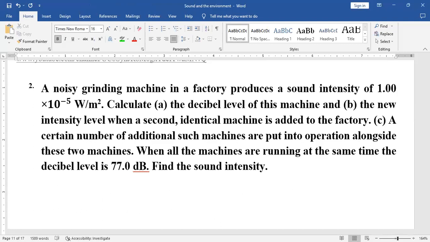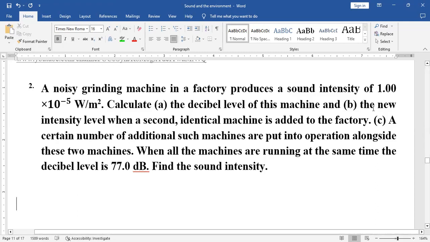Okay. The question says, a noisy grinding machine in a factory produces a sound intensity of 1.0 times 10 to the power minus 5 watt per meter square. So that is the sound intensity produced by a machine. The first option here says calculate the decibel level of this machine. So we are going to calculate the decibel level of this machine.